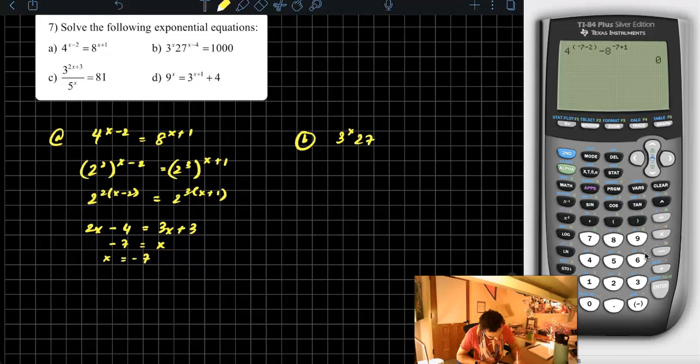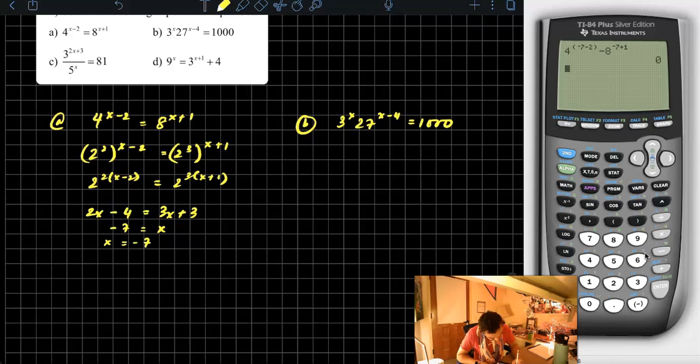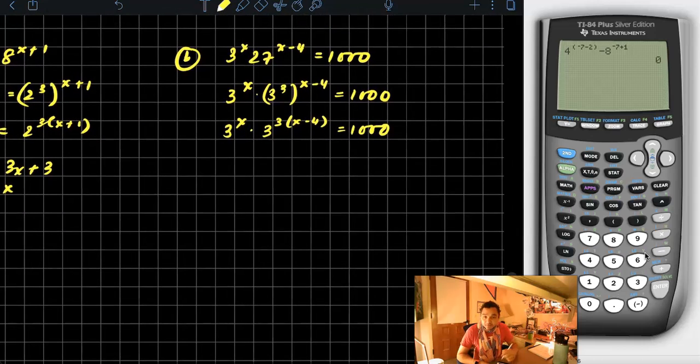3 to the x times 27 to the x minus 4 equals 1000. Seems like a common base of 3 would be a good idea on this side. So that leaves us with 3 to the x times 3 to the 3 times x minus 4 equals 1000. Now we have two terms being multiplied with the same base, so we can add their exponents. So it becomes x plus, I'm going to distribute, 3x minus 12 equals 1000. And now, okay, 3 to the 4x minus 12 equals 1000.